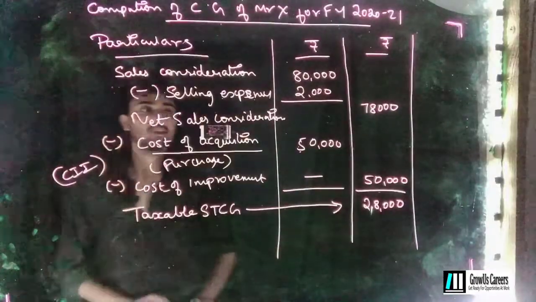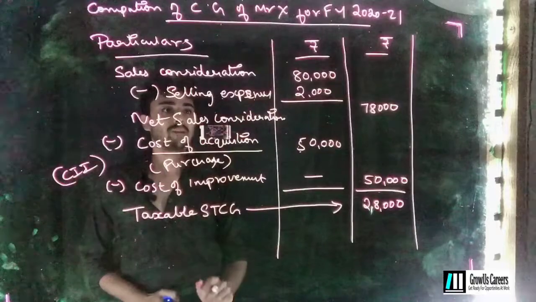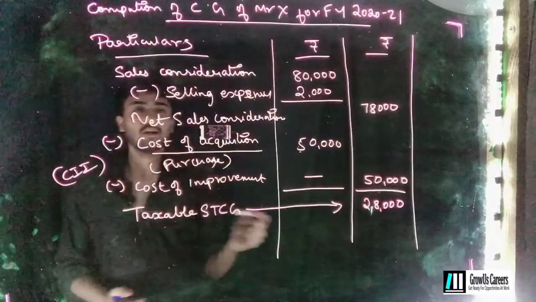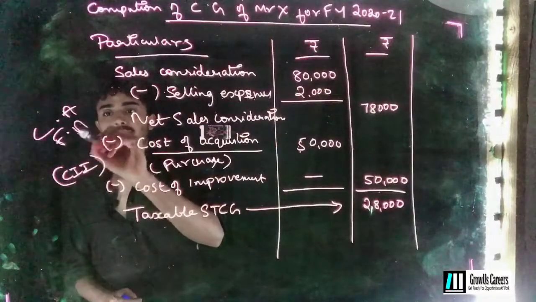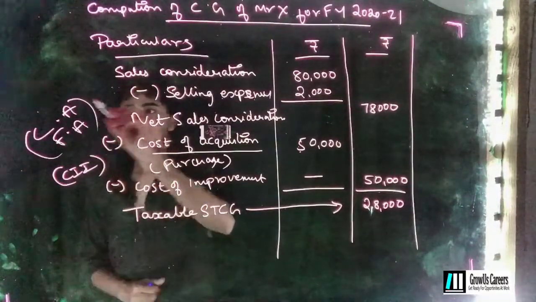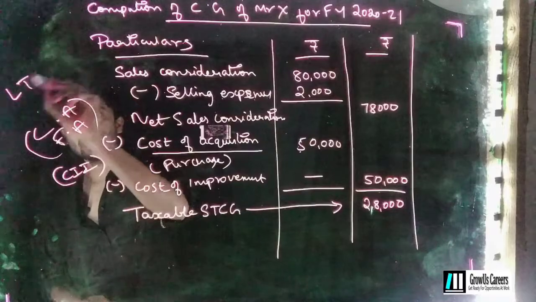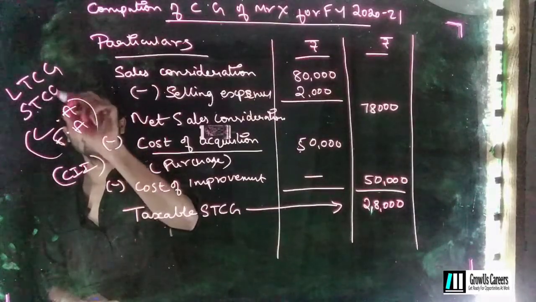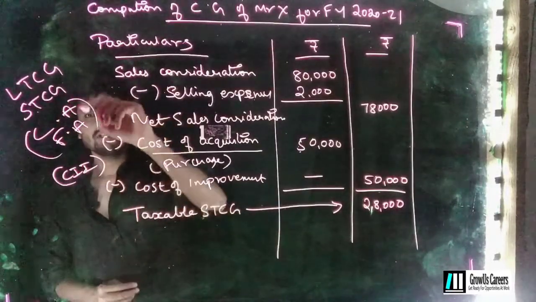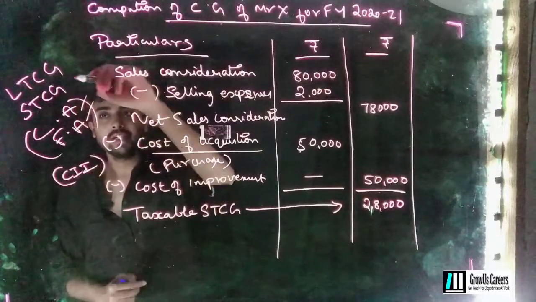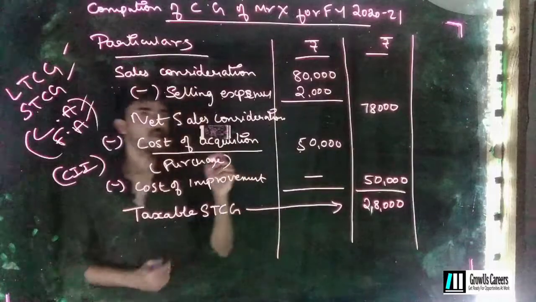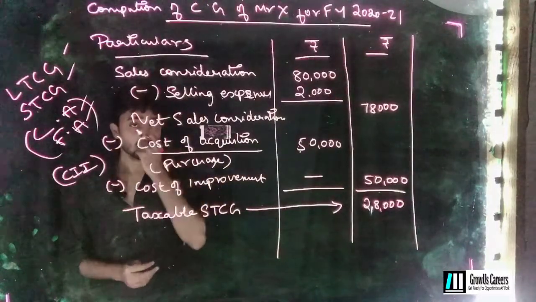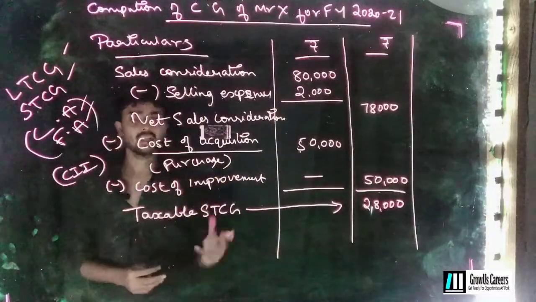I hope you have understood a simple problem on short-term capital gain. First you need to find out whether it is a capital asset or a financial asset. Then you have to check whether it is a long-term capital gain or a short-term capital gain. After knowing that, you start your problem. Problems on long-term capital gain we will try to solve in the next class.